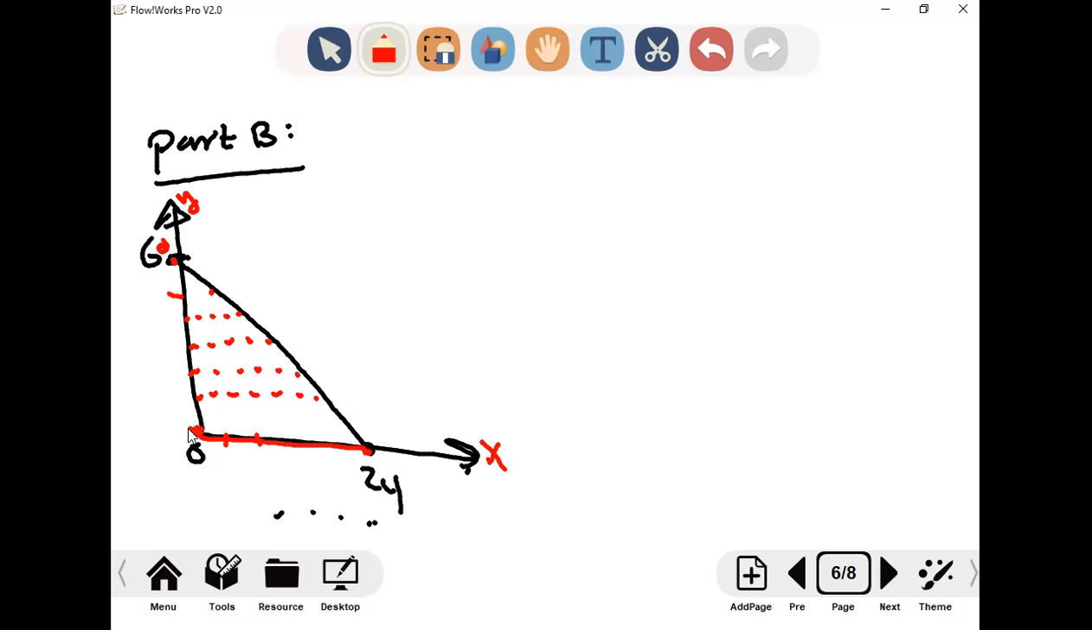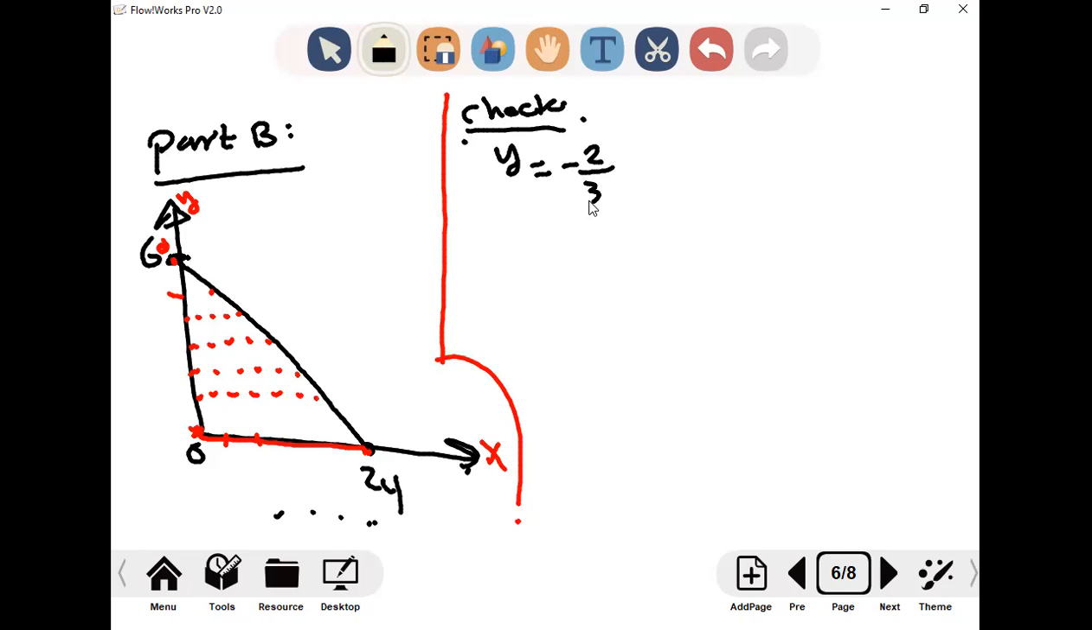How many minutes do we have? Let's do the check quickly, and that way we finish the problem. Check after this example. What's the equation, guys? y equals negative 2 over 3x plus 4 3 6 2.